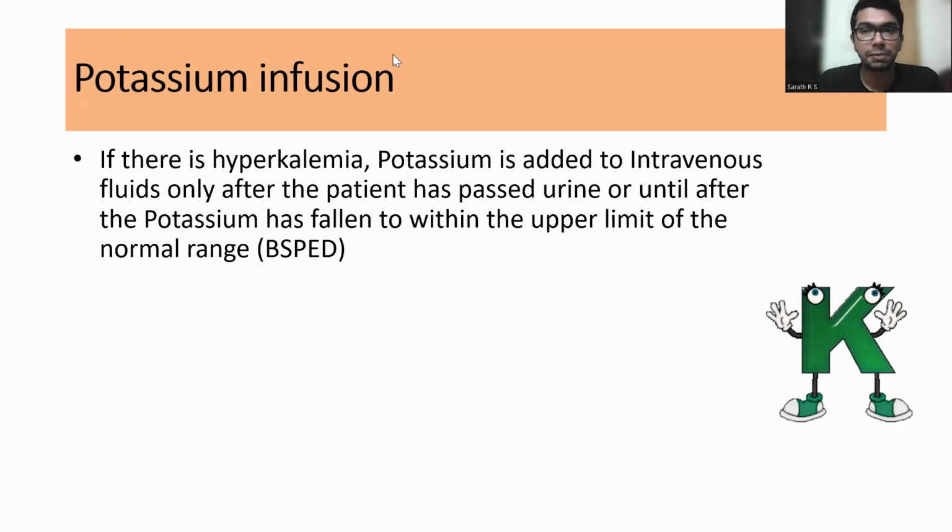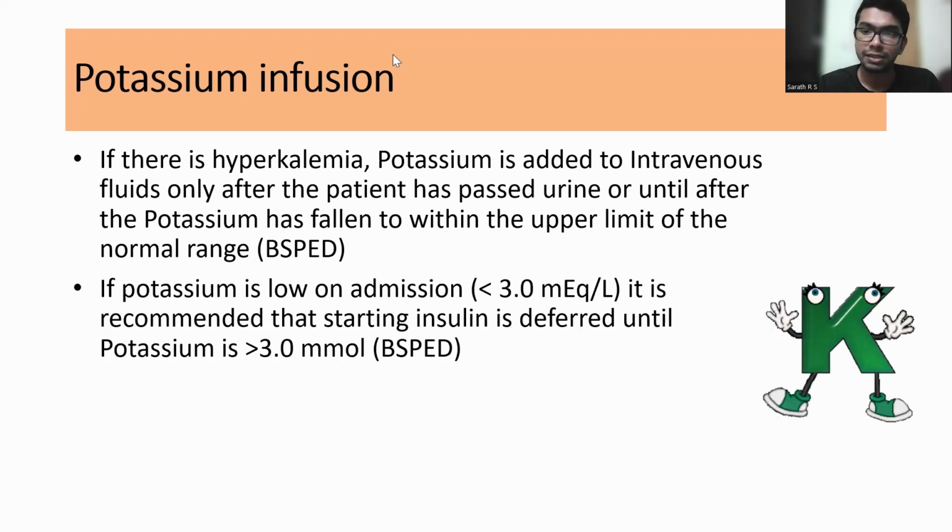Suppose the patient presented with potassium of say 6 milligrams per liter, which is in the range of hyperkalemia. At that time, if you can make sure that the child has urine output, you can still add potassium to maintenance fluid, or you can wait for some time and let the potassium come down to the normal range. At that time, you can add potassium. If there is hypokalemia at admission, after giving the bolus, you have to defer insulin for some time. You can continue maintenance fluid for DKA, but you have to defer insulin for 1 or 2 hours. If it is more than 3, you can stop insulin, because insulin can precipitate hypokalemia.